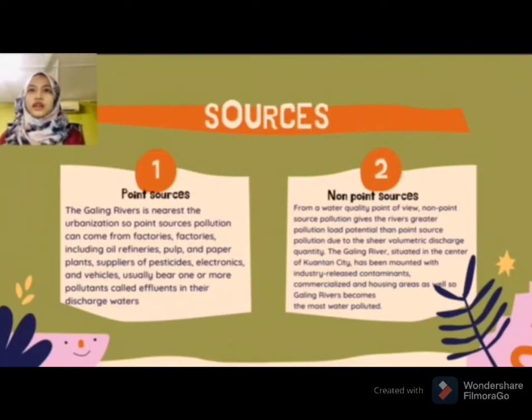Secondly, non-point sources. From a water quality point of view, non-point source pollution gives the river a greater pollution load potential than point source pollution due to the sheer volumetric discharge quantity. The Galing River, situated in the center of Kuantan City, has been burdened with industrial release contamination, commercial and housing areas, and as a result Galing River has become the most polluted.